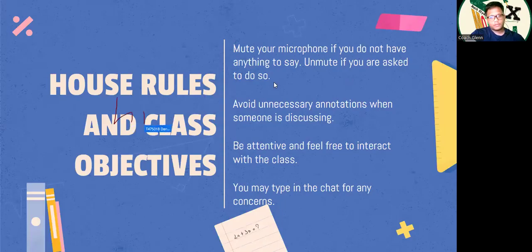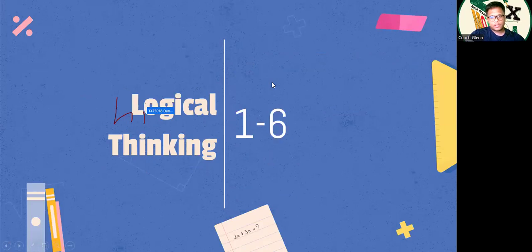Now let's start. And do not annotate the word, okay? So first part is logical thinking, 1 to 6.